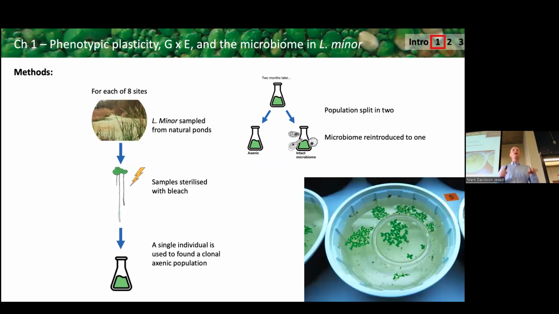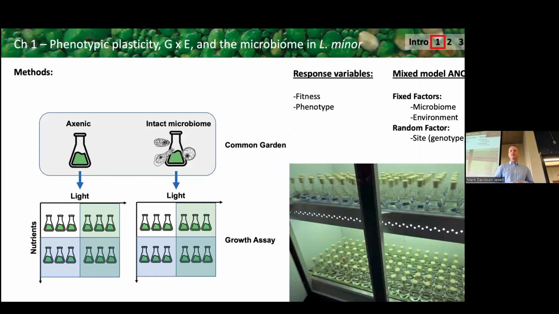We split into two, and then on half of this, we reintroduced the microbiome by growing the sterilized fronds back in their natural pond water, surrounded by other fronds that still had the microbiome intact for a number of generations. Then to ensure an equal physiological starting point, we grow them all in a common garden. We break up the clonal colonies into multiple replicate flasks, and then we run our common garden assay. After a couple of generations, we measure fitness and phenotype.